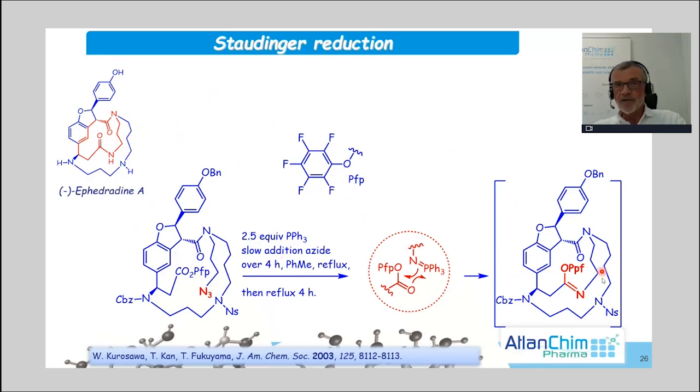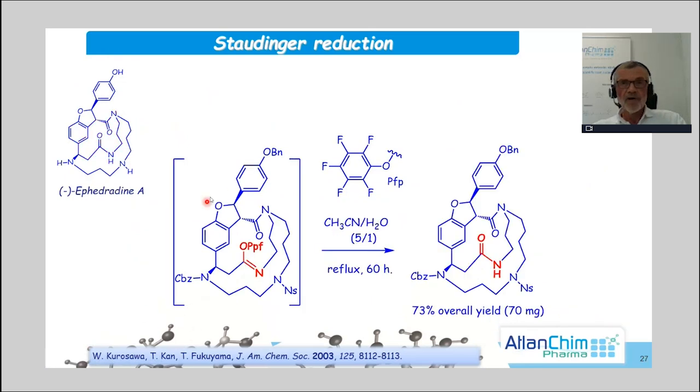This latter intermediate here was hydrolyzed to give the desired target macrolactam in 73% overall yield from the azide. Attempts to carry out this transformation by hydrogenation led to the corresponding dimer.